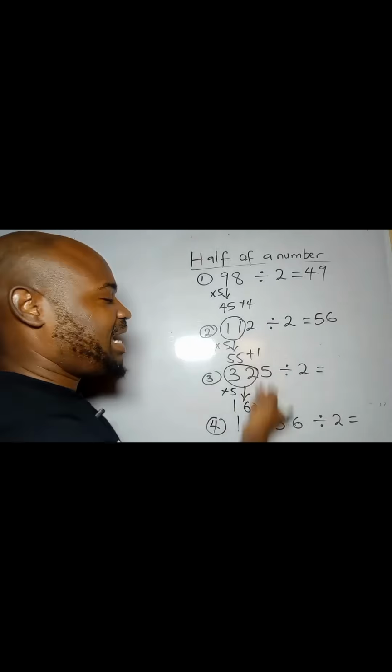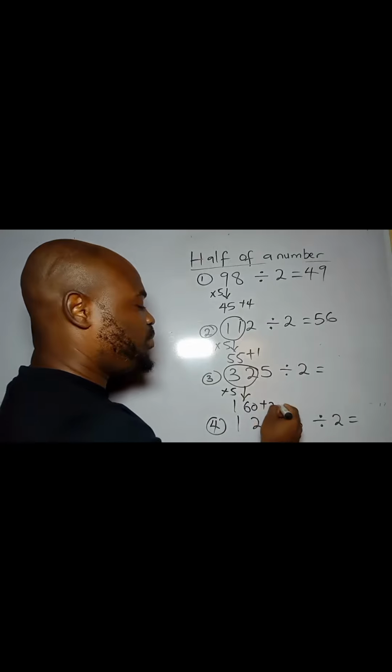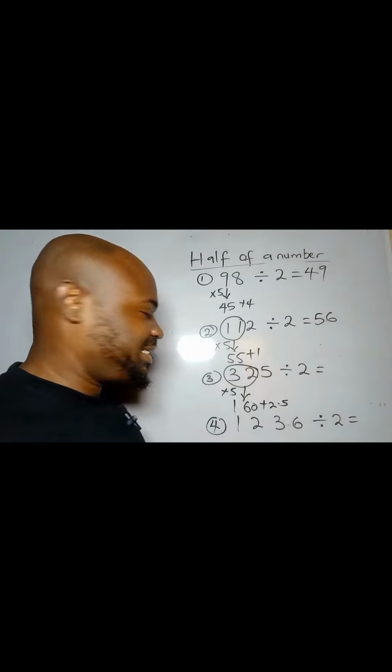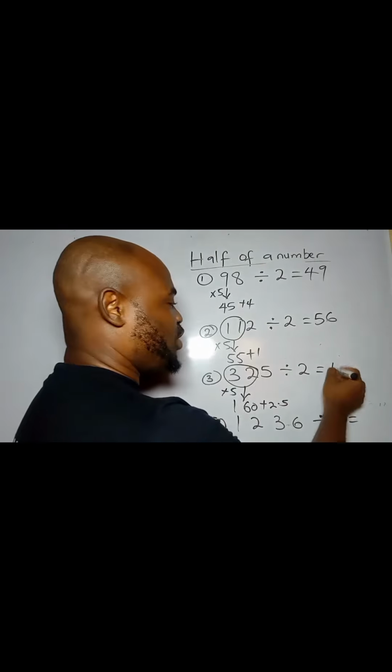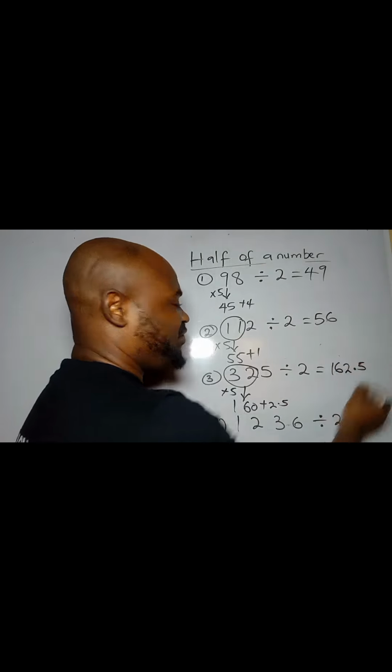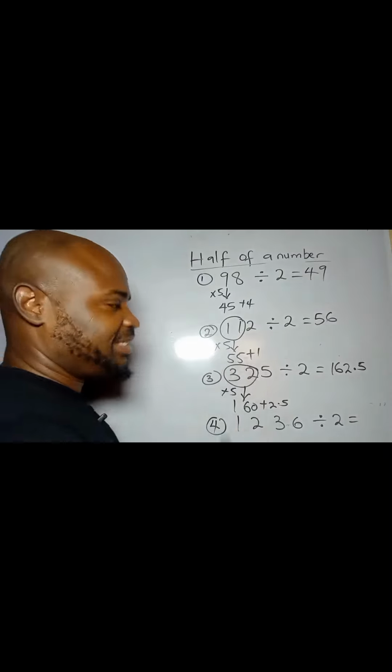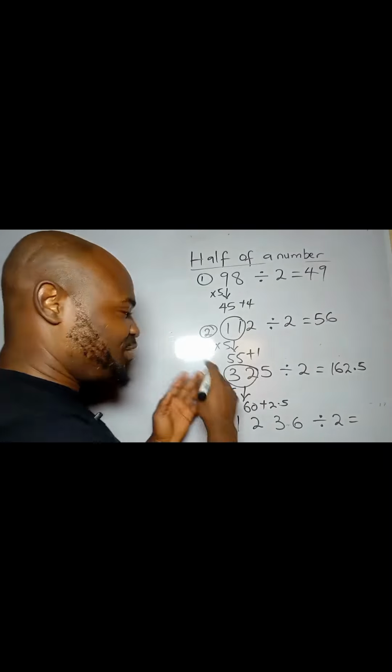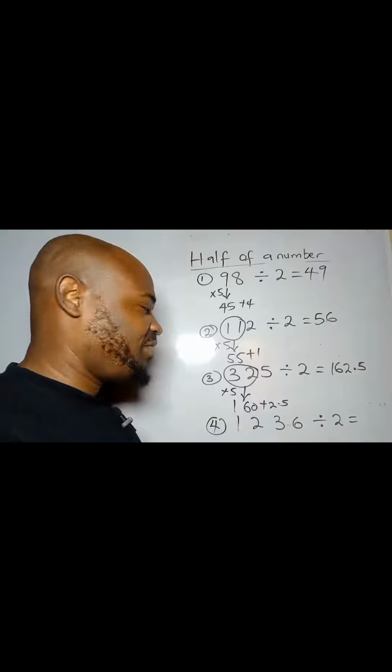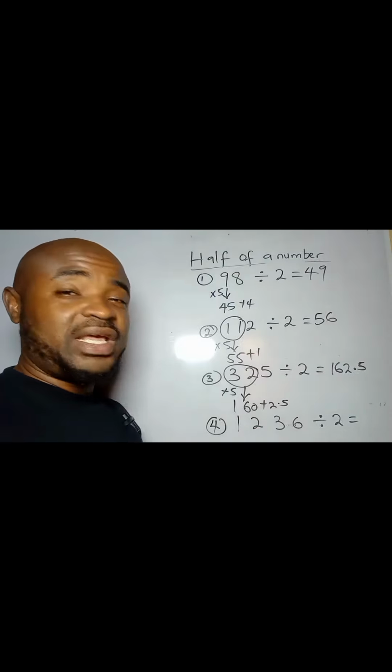160. And what is half of 5? Is what? 2.5. And I have 160 plus 2.5, and that will give me what? 162.5. And I know you can attest to it that yes, 162.5 is obviously what? Half of 325. This method works for more than 2, 3, 5 digits.